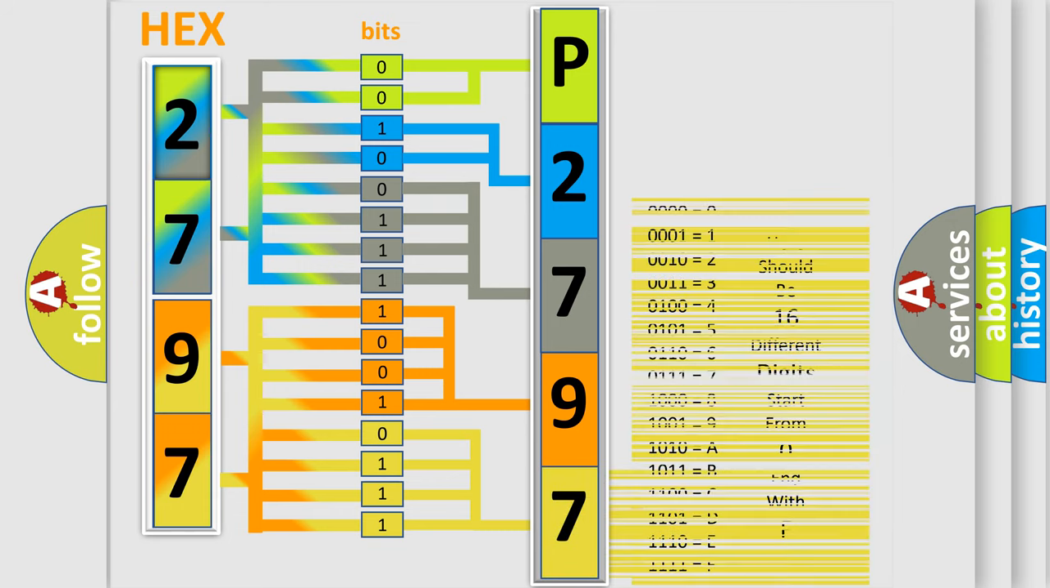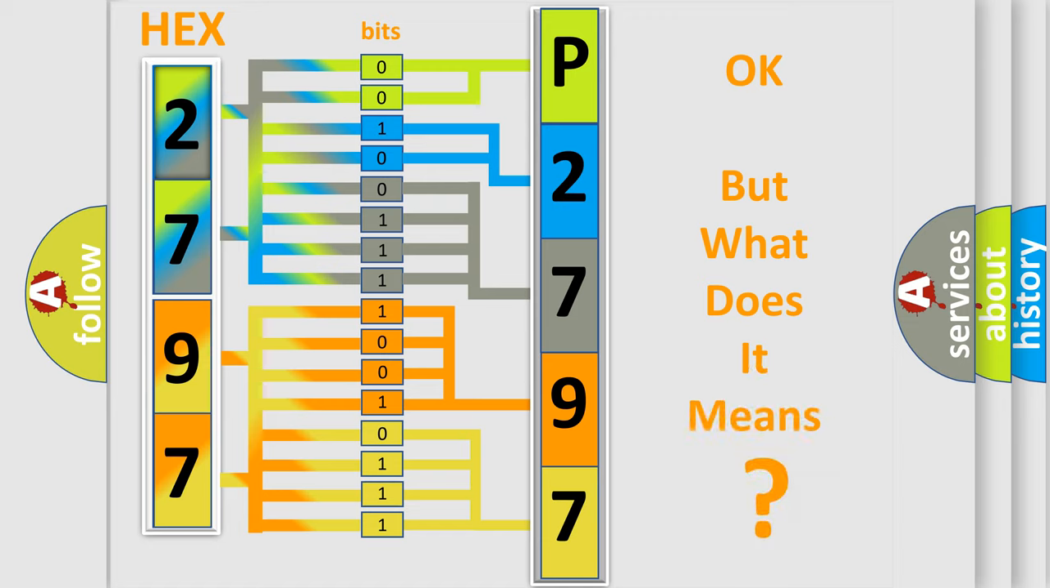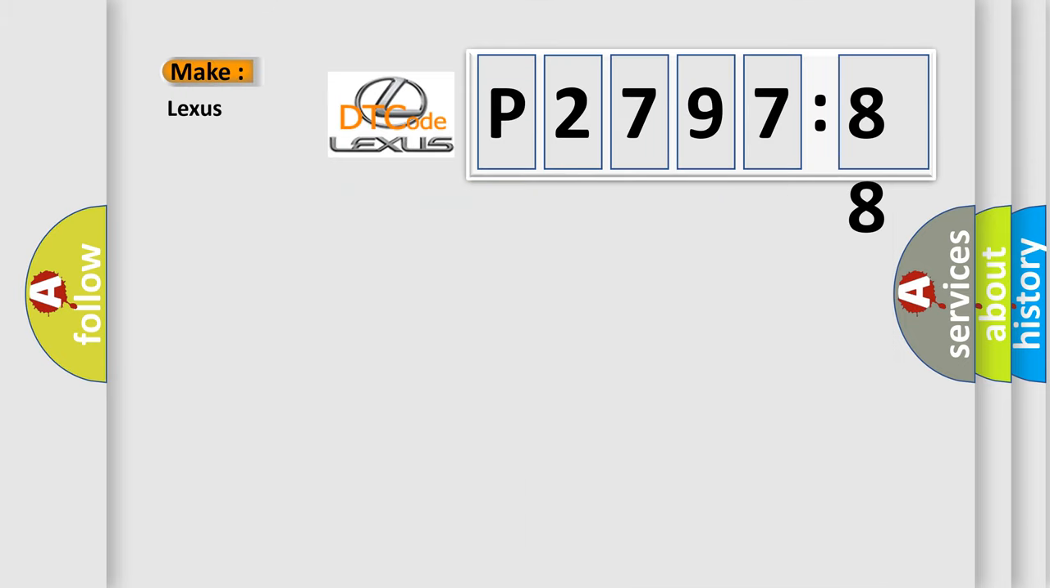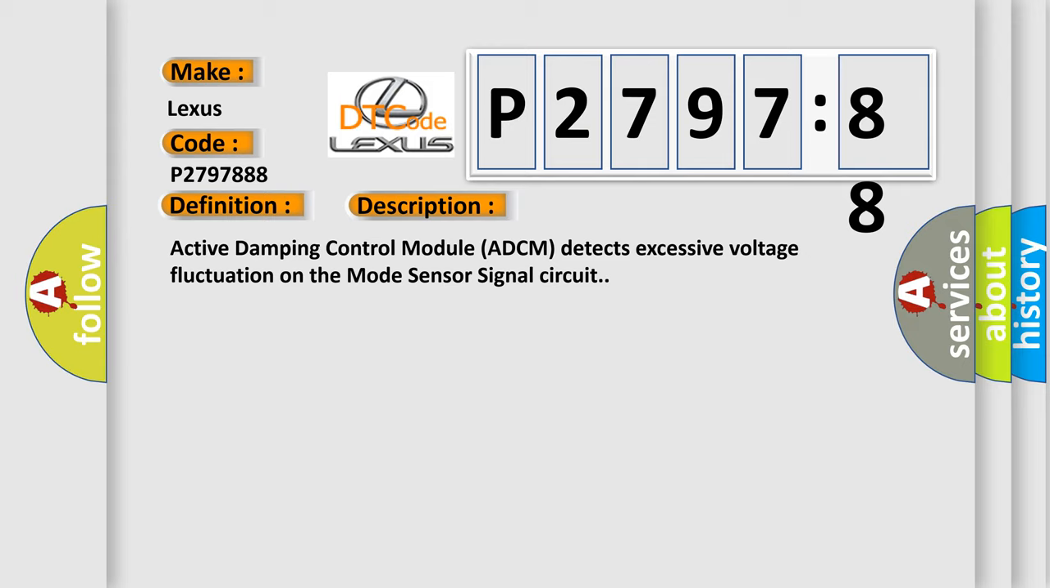We now know in what way the diagnostic tool translates the received information into a more comprehensible format. The number itself does not make sense to us if we cannot assign information to what it actually expresses. So, what does the diagnostic trouble code P2797-888 interpret specifically for Lexus? The basic definition is low side driver, circuit intermittent. And now this is a short description of this DTC code: the active damping control module ADCM detects excessive voltage fluctuation on the mode sensor signal circuit.